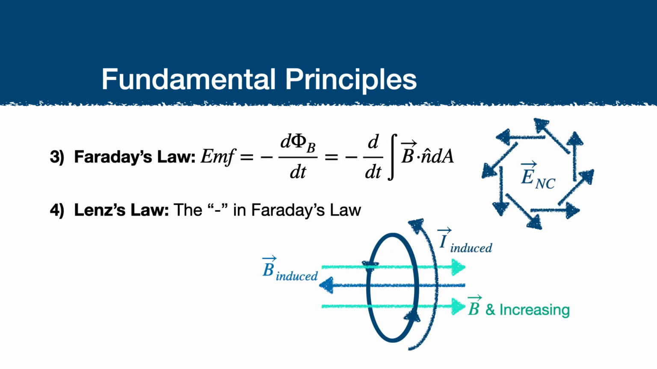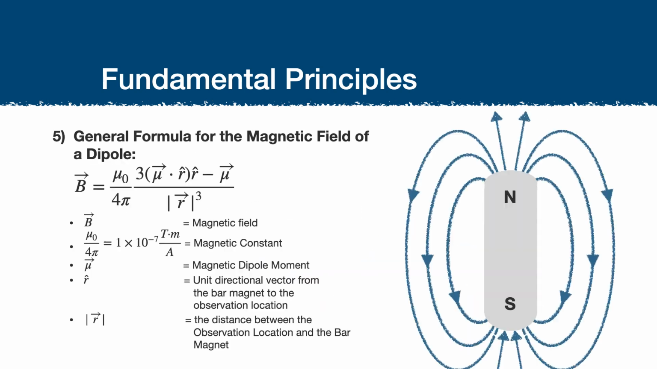I will also be applying Faraday's law that says a magnetic flux that changes in time creates a non-conservative curly electric field that generates an EMF, and Lenz's law, that is the minus sign in Faraday's law, that can be summarized as nature abhors a change in flux. Lastly of note, I will also be using the general formula for the magnetic field of a dipole.